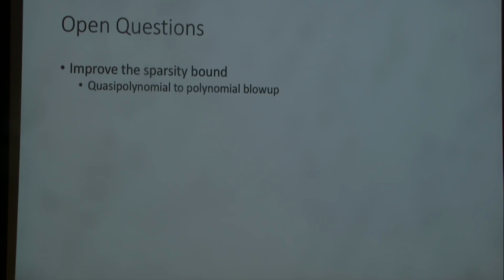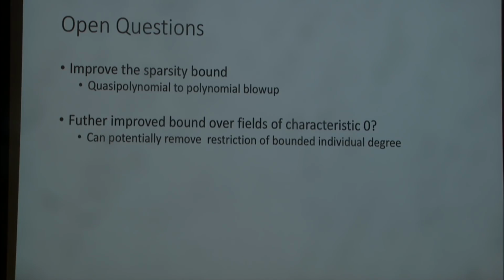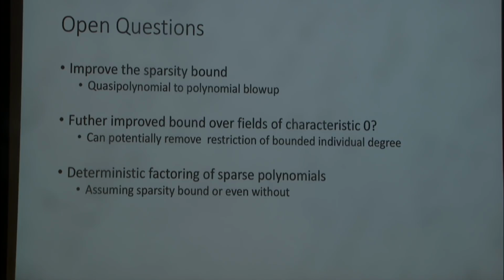Open questions. Improve the sparsity bound, I think, is great. There's lots to be understood in various settings. Quasi-polynomial to polynomial, so that the log n need not be there. Plus, if you can use field information and stuff like that, we can probably hope to do much better. Even without having a sparsity bound, one could have hoped to do deterministic factoring of sparse polynomials. Because if you want to do this in the black box model, we use the sparsity bound to do the factoring. But maybe even if the sparsity bound is not true, maybe one can still do factoring. So you could ask this question.